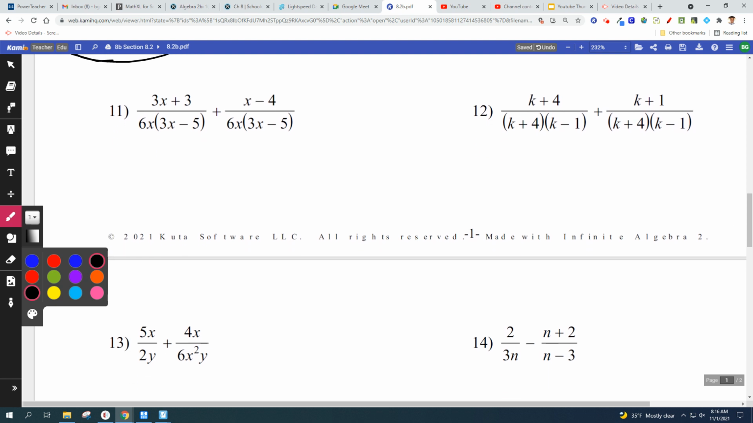Number 11, common denominator. Okay, great. So if it's a common denominator, we can go ahead and combine them. 3x plus x is 4x. 3 plus minus 4 is minus 1. There's nothing to factor. There's nothing to cancel. That's all there is to it. That's your answer.